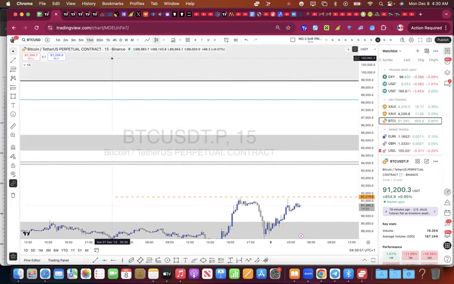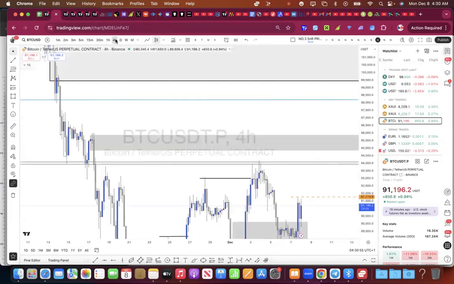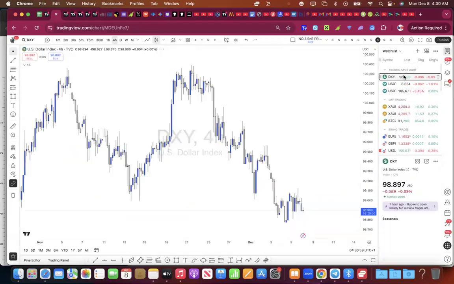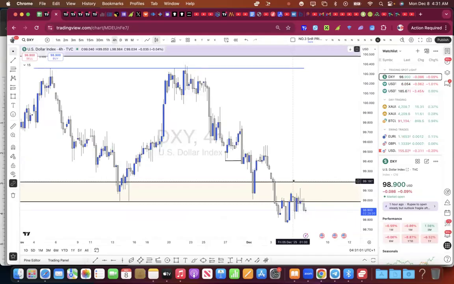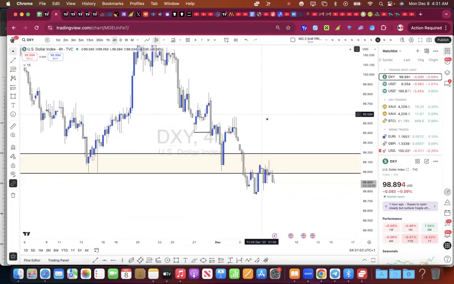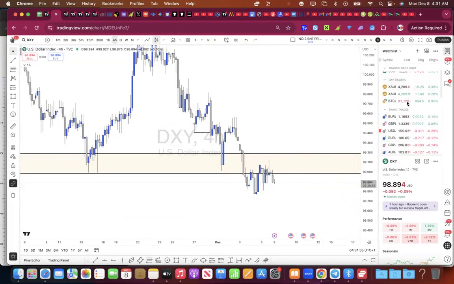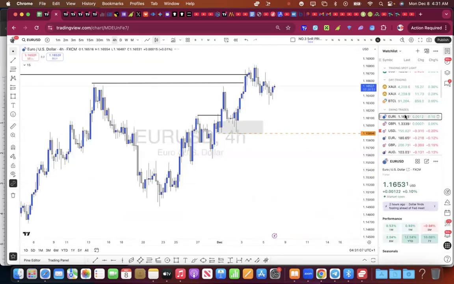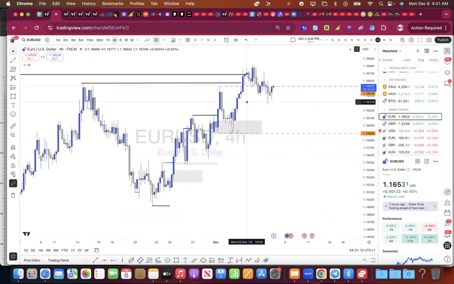Okay, so let's quickly do a few currencies as fast as possible. Yeah, so Euro USD. So we have DXY. I talked about this rejection yesterday. And so Euro USD, I expect the move up to an extent.